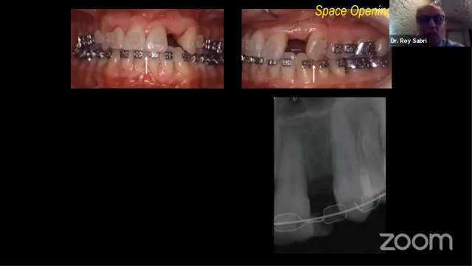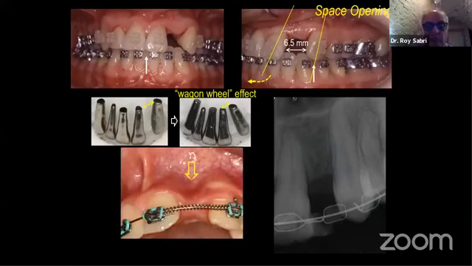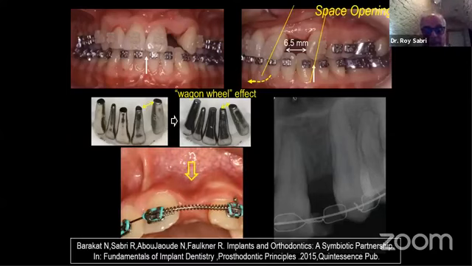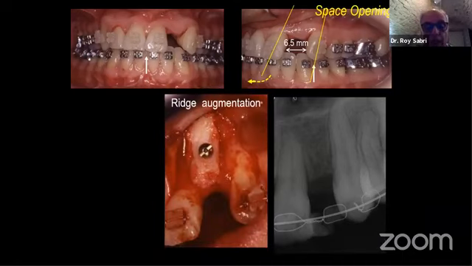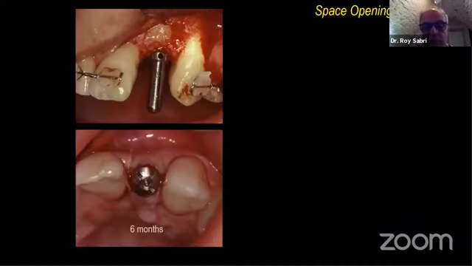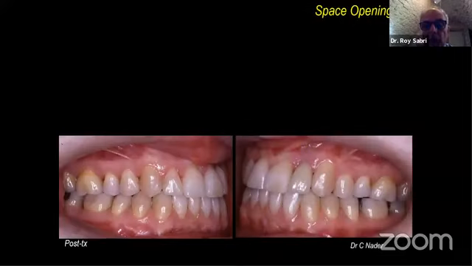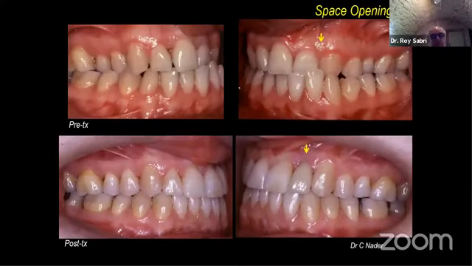I'm seated in class 1, midlines are on, I have the space, but what happens when you procline your incisors? The bone goes out with the teeth, but where there are no teeth, the bone stays behind. And you get this wagon wheel effect, and you get this depression here. So she had to have a ridge augmentation that we took from the symphysis and bicortical bone angles. Here's the end result.